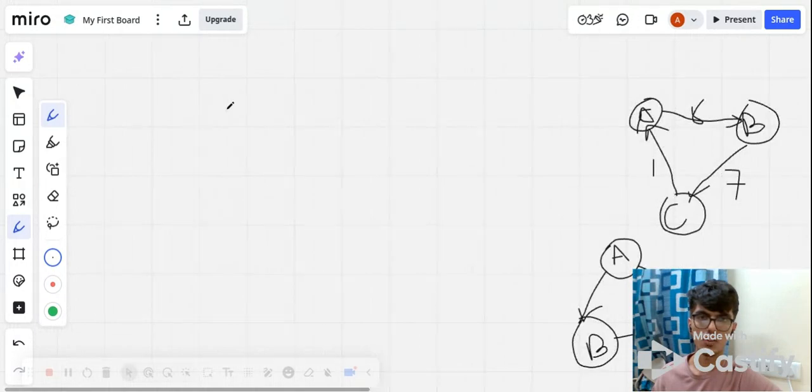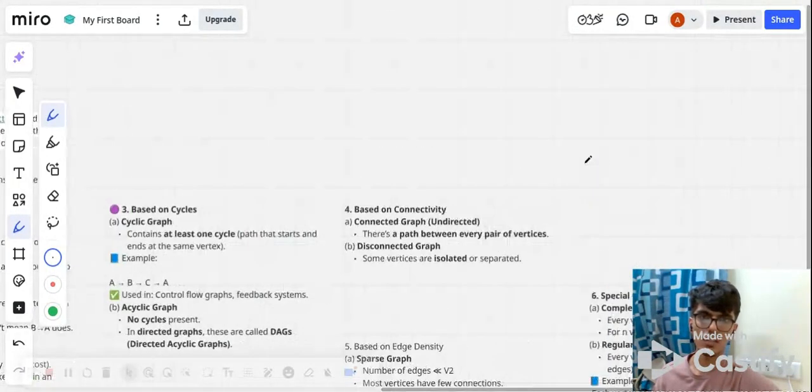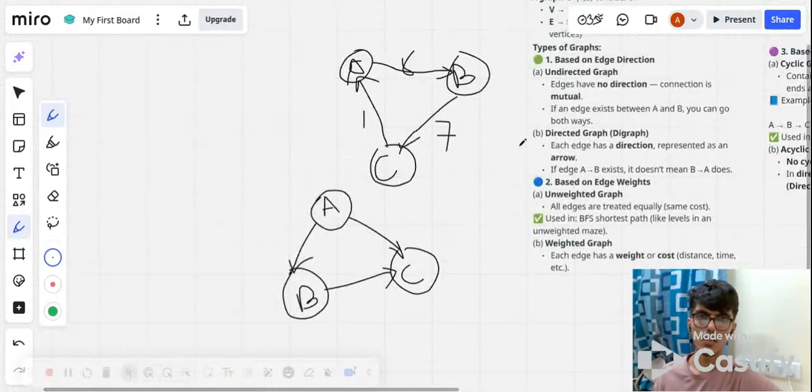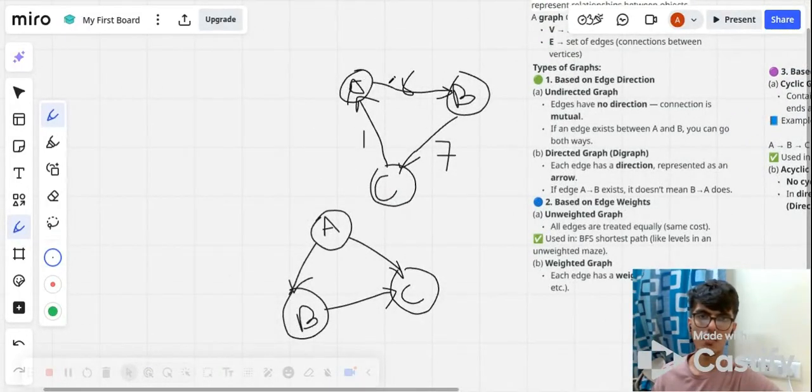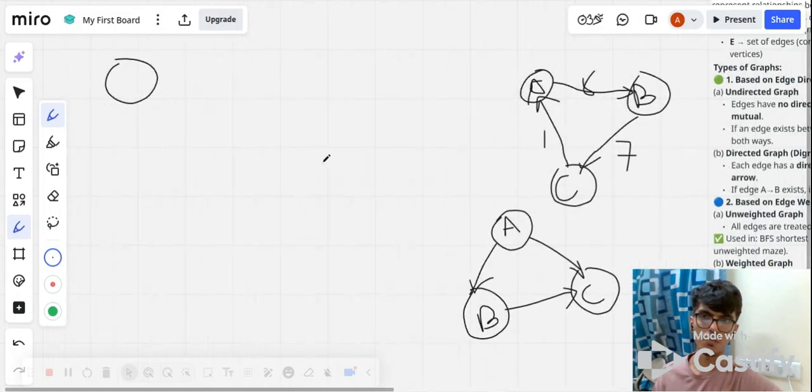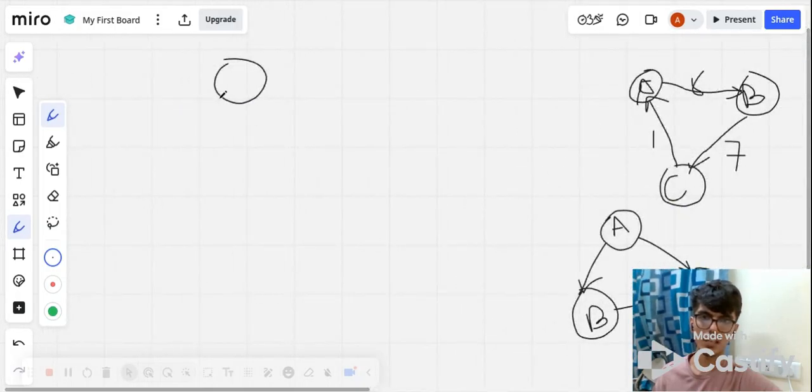Now let me draw a connected graph. These are both examples of connected graphs, because starting from any vertex, all the vertices are connected to each other. Starting from one vertex, you can traverse to any of the vertices in the graph. That's what we call a connected graph.